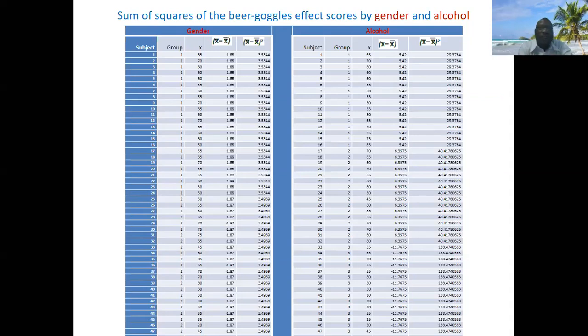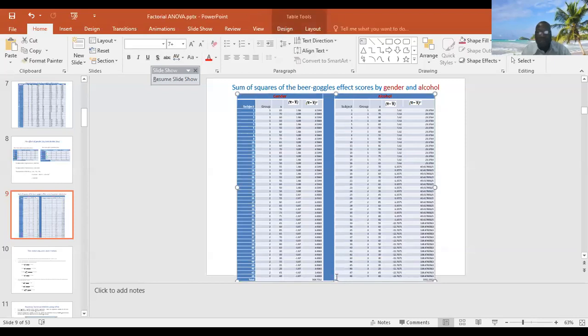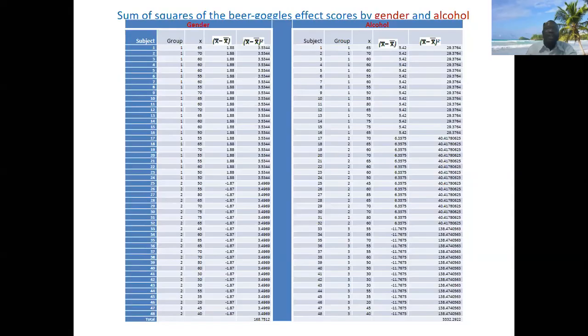So the first 24, when you remove the grand mean from it, will give you the same value because the first 24 is for female. Then the second 24 will give you the same value. That's for male. When you square it, okay, this one also, I need to drag it off so that you can see. Yes, can you see? So the sum of squares for gender is 168.7512.